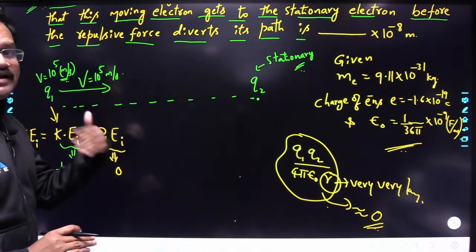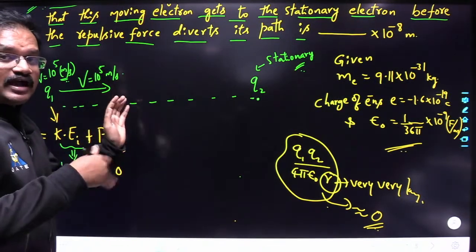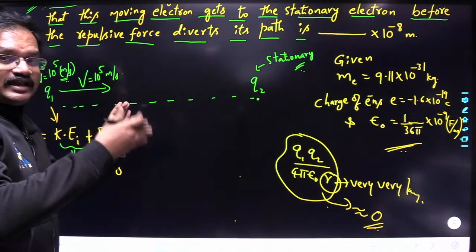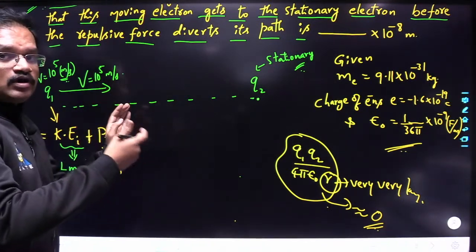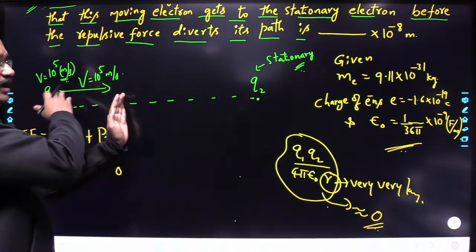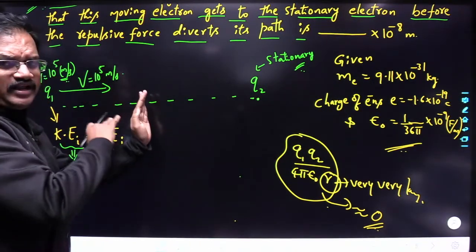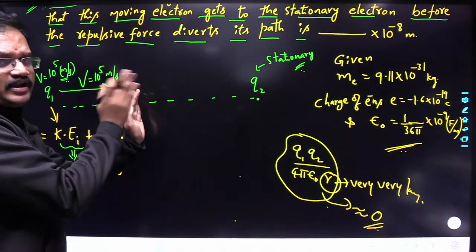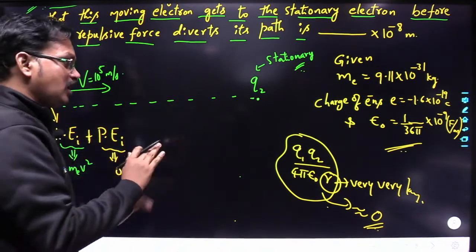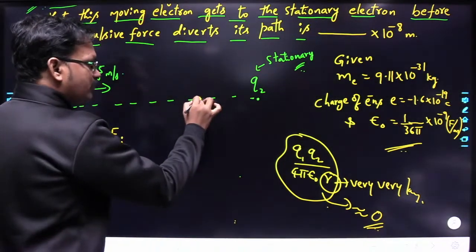Its velocity gradually decreases. So its velocity is decreasing means the kinetic energy is decreasing. So the kinetic energy is decreasing means what here? Whatever the kinetic energy that is decreasing will be transformed into potential energy. So the kinetic energy will gradually decrease, and whatever the decrease in kinetic energy will be transformed into potential energy. So the potential energy will gradually increase. Now at one stage, what will happen here? Its kinetic energy will become equal to 0.